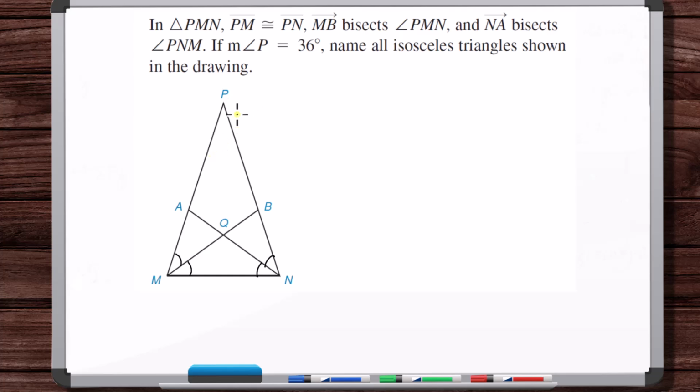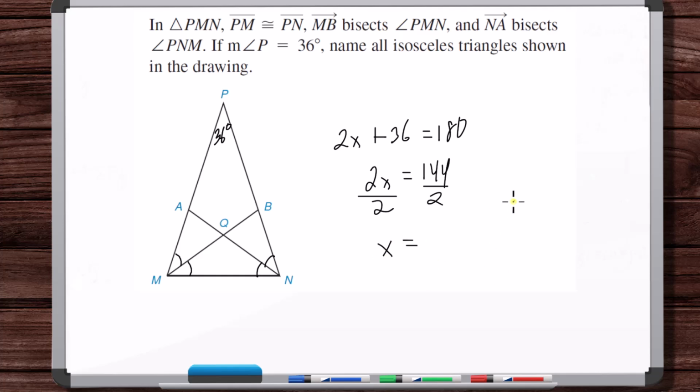So now the measure of angle P is 36 degrees. Name all isosceles triangles shown in the drawing. So why do we need the measure of this angle then? Well, we can get the measure of angle PMN and PNM because x is the same angle. x plus x plus 36 needs to be equal to 180. So 2x is equal to 144. So x is equal to 72. So 72 divided by 2 is 36. So this is 36. This is 36.